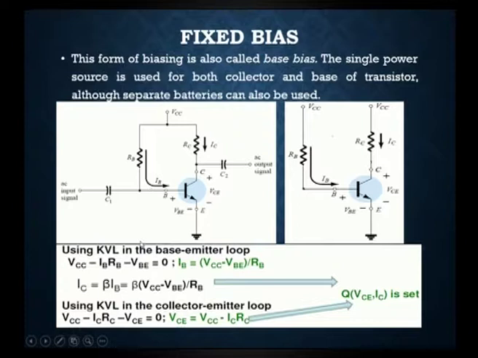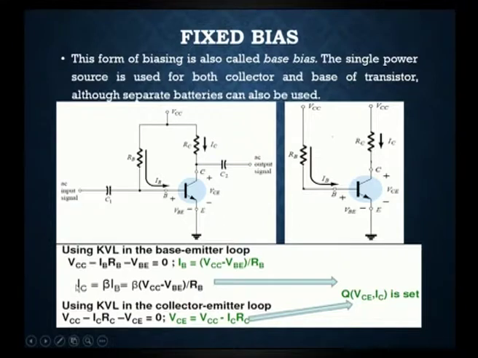For this circuit, if we apply KVL in the base-emitter loop, what will be the value that we get? That is VCC minus RB into IB, minus VBE is equal to 0. That is the KVL for the base to emitter loop. And for getting the IB value from this expression, we get IB is equal to VCC minus VBE divided by RB, which is the base current from this KVL expression.